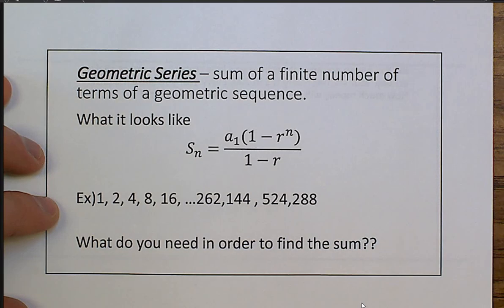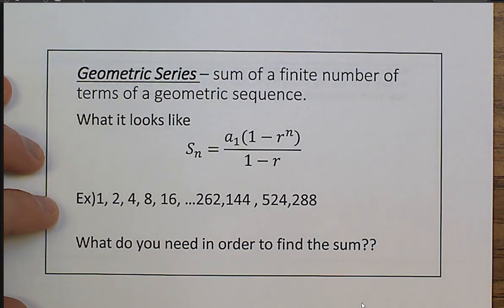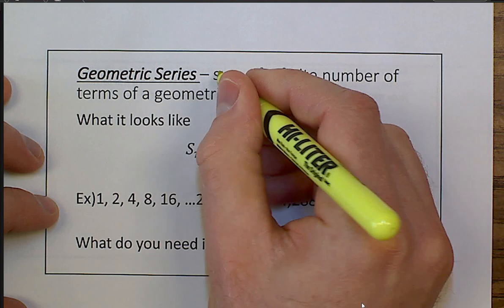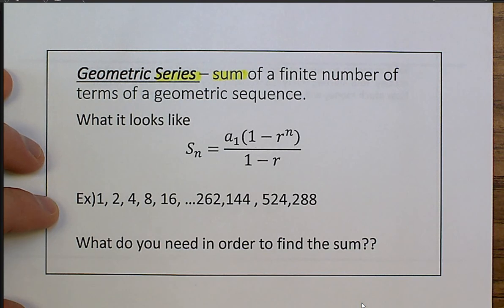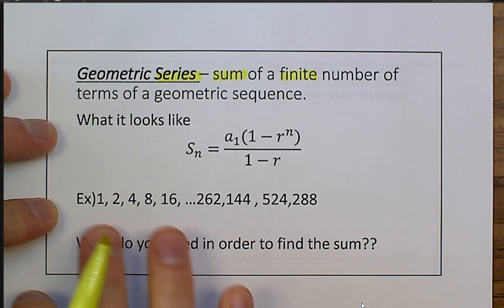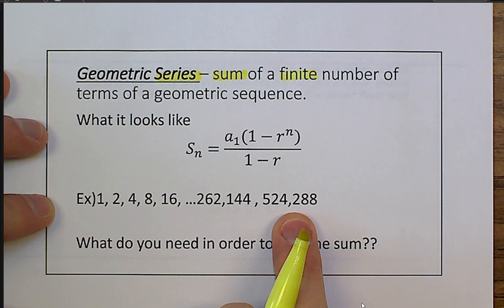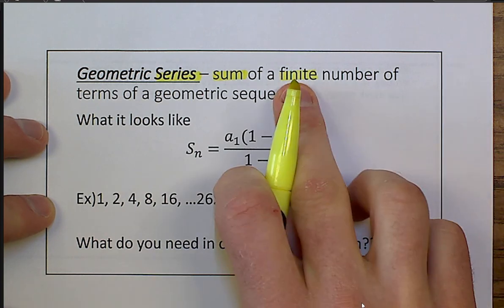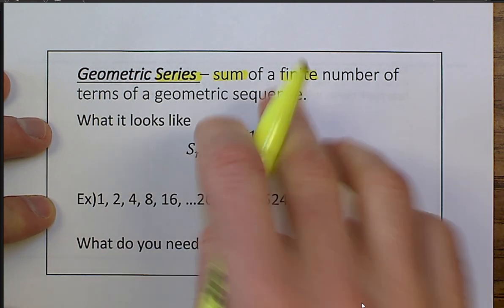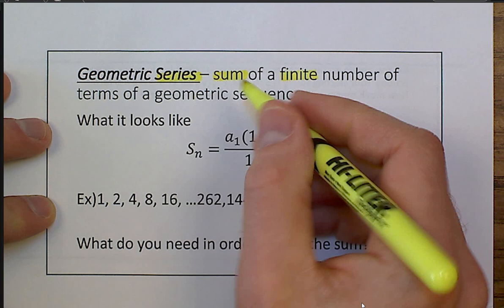Today our focus again is on the geometric series. It's finding the sum. Remember that series is sum, finding the sum of a finite, which means it ends, series. If you look at this first example here, the last term is 524,288. It's not infinite. Infinite means it goes on forever. So we're talking about a finite sum in a geometric sequence.